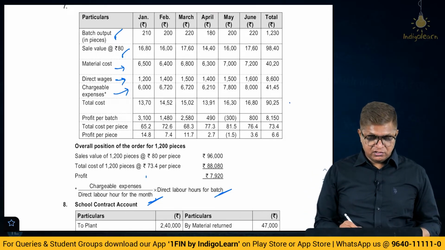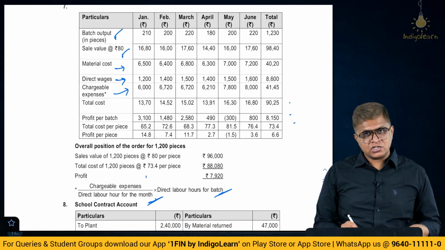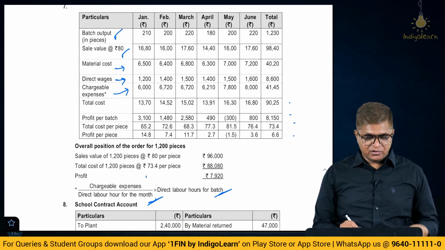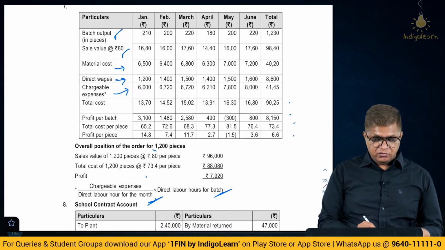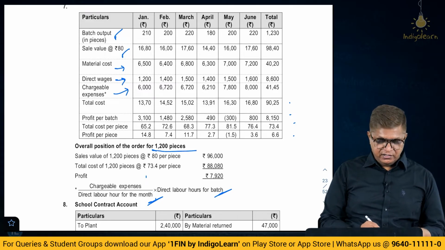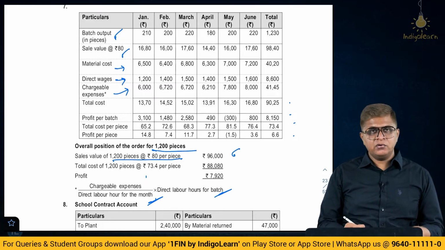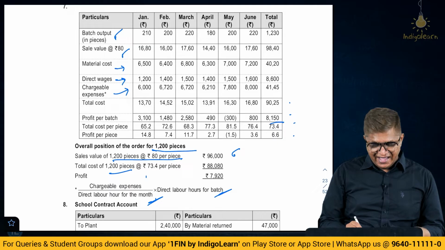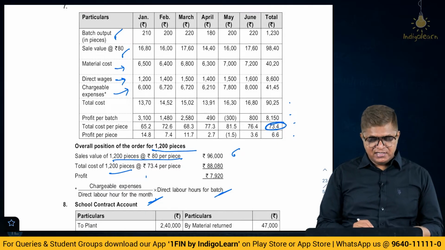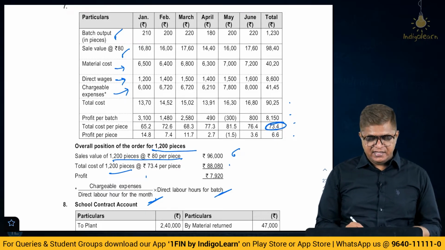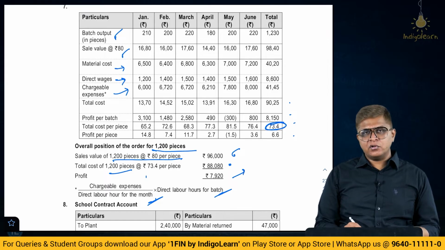They have arrived at the total cost, profit per batch, total cost per piece, and ultimately the profit per piece. And for the overall 1200 pieces, they have taken 1200 into 80 per piece as the revenue, and 1200 into whatever average total cost they have got, 73.4, and indicated the overall profit.